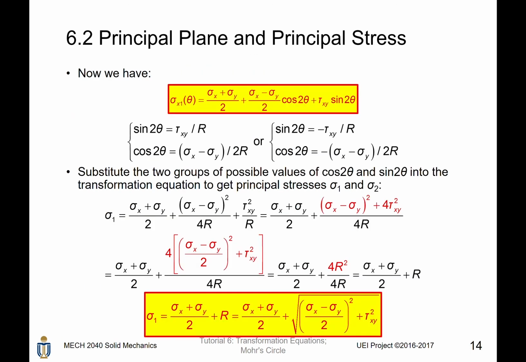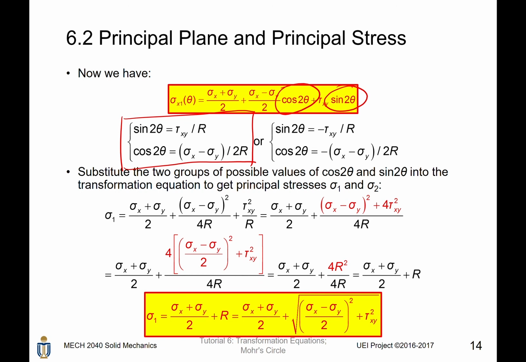Now let's consider the principal stress, which is the direct stress sigma x1 theta. The transformation equation says this. The reason why we write tangent 2 theta as sine 2 theta divided by cosine 2 theta is that in the transformation equation we only have sine 2 theta and cosine 2 theta. So by writing tangent 2 theta in this way, we can do direct substitution into the equation. Anyway, substitute the two groups of possible values of cosine 2 theta and sine 2 theta into the transformation equation.